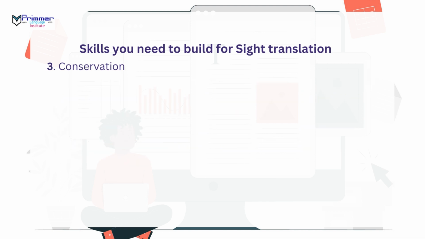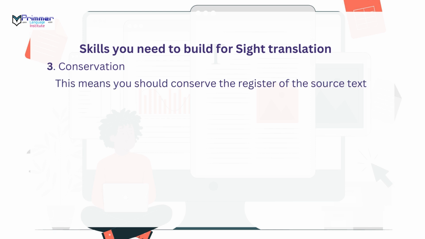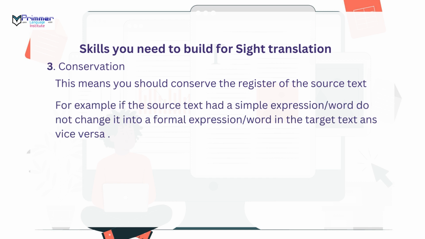The third thing you want to do is conservation. This means you should conserve the register of the source text. For example, if the source text had a simple expression or a word, please do not change it into a formal expression or a word in the target text, and vice versa.